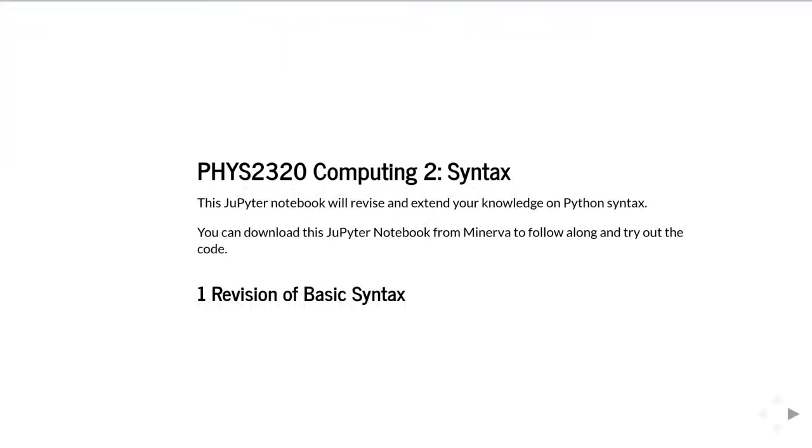This is PHYS2320 Computing 2, and this is the first unit on Python syntax. So if you're a LEED student, you'll be able to download this Jupyter notebook and a PDF version as well from the Minerva pages for the module.